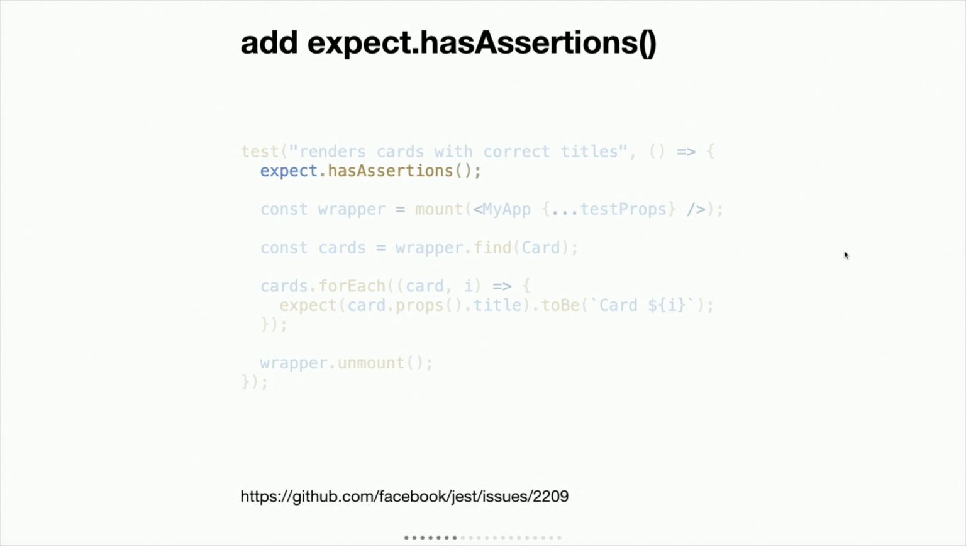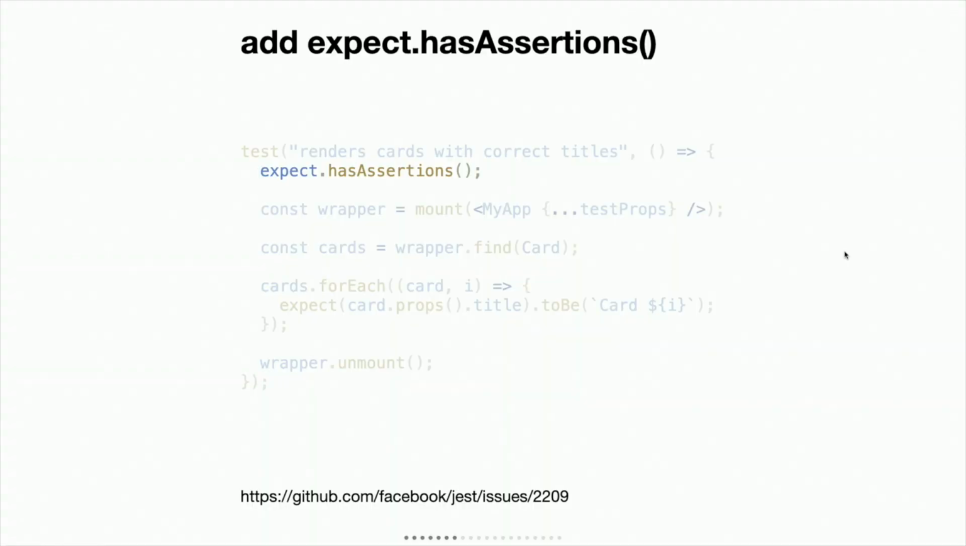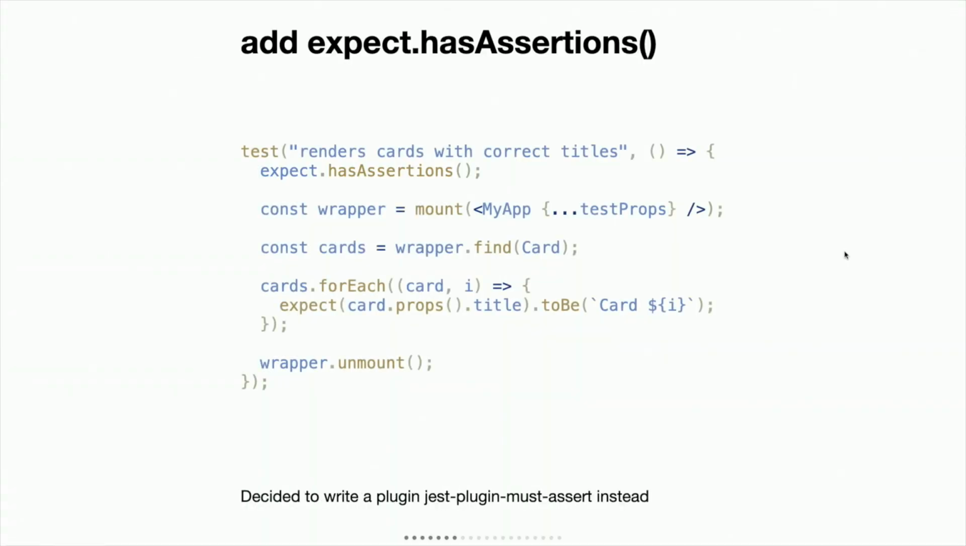And they actually have pretty good reasoning. They're saying that they don't want to couple the Jest test runner with an assertion library, which totally makes sense. So I was like, okay, that doesn't seem that difficult, right? If they don't want to do that, maybe I can write a plugin to Jest that can actually do that. I can just do it myself because tests are a function, and I can just wrap some functions and extend the Jest API and just add this expect has assertion thing to it. So that's what I set out to do.